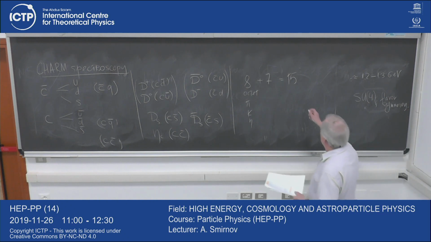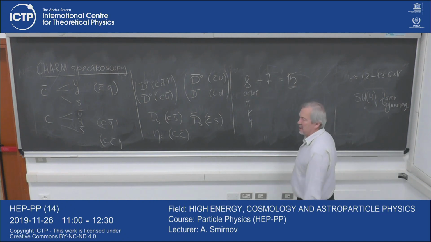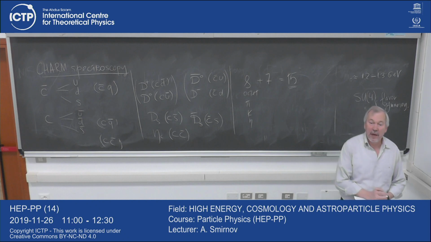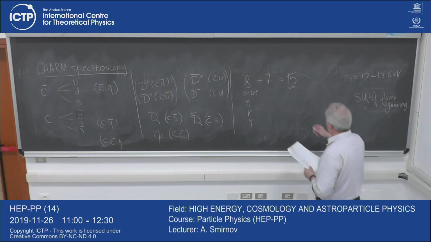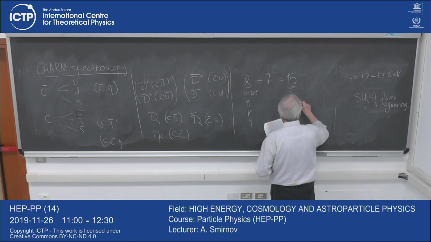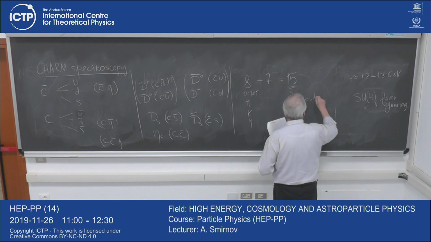And as you probably know, 15 is the adjoint representation of the SU4 group. Like the octet, 8, is the adjoint representation of SU3, and now we have this extension, and the multiplets have more components, 15. So this is the adjoint representation of SU4.